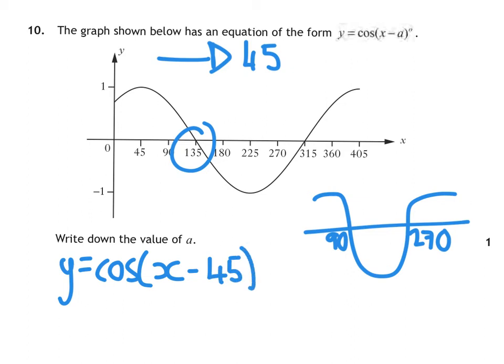And if it's moved in the positive direction, then minus goes in the bracket. Now, in their equation and our equation, they've both got a minus, so A is just 45. That's all they're after. But I'm in the habit of always writing the equation first.